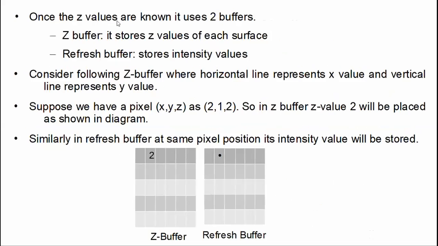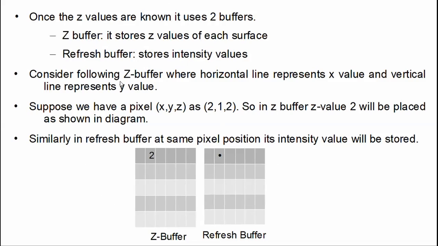Now, once the Z values are known, this algorithm uses two buffers, called the Z buffer and the refresh buffer. What is the task of these two buffers? The Z buffer stores the Z values of each surface. Just now we have calculated the Z values, so those Z values will be stored in the Z buffer, and the refresh buffer will store the intensity values. How it will store these values, we will see with an example here.